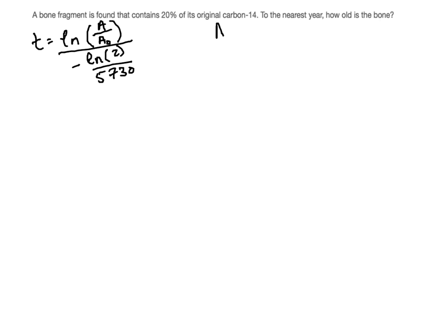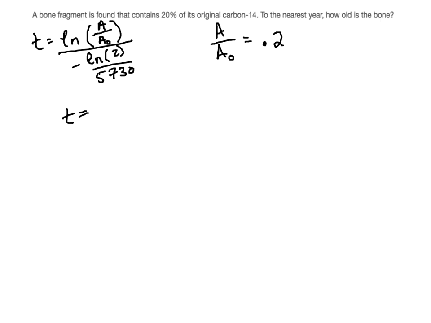Okay, so a word about this A divided by A sub 0. This says, what do I want my ratio of final quantity to initial quantity to be? I want that to be 20%. So I want to know, when will I end up with 20% of what I originally had, 20% of the carbon-14 that I originally had? So this is going to equal 0.2.